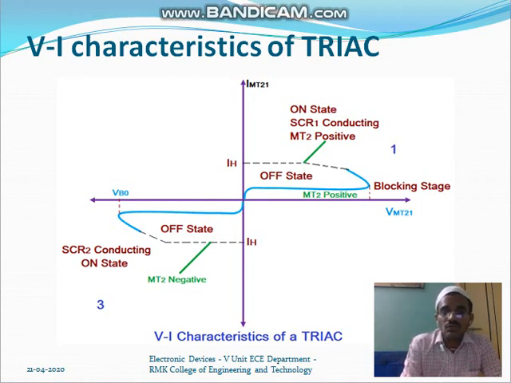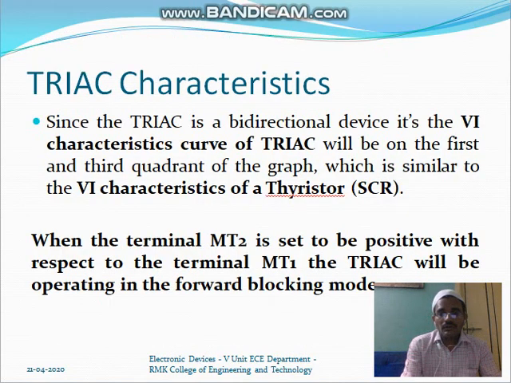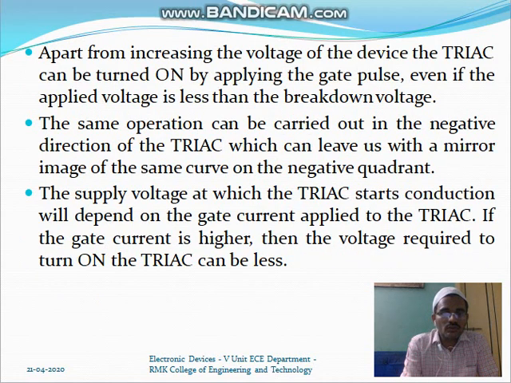Now this is for MT2 positive and here MT2 negative. This will be the first quadrant. In the first quadrant it will have the blocking state, and then after the breakdown voltage the current will be increasing, and it will depend upon the gate current. Then we move on to its applications, which are very important.